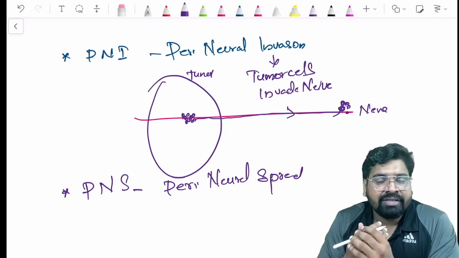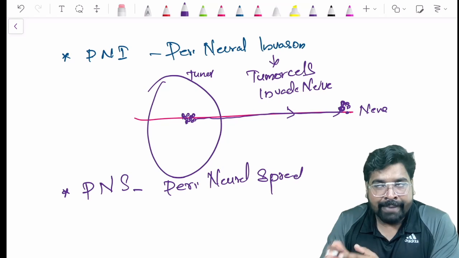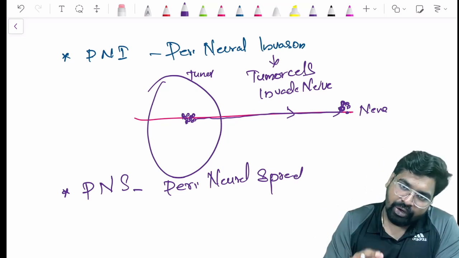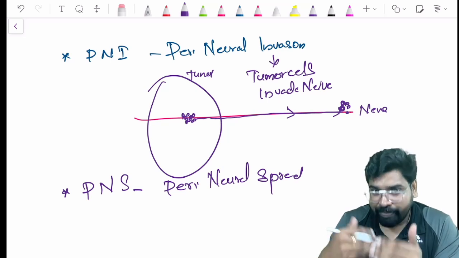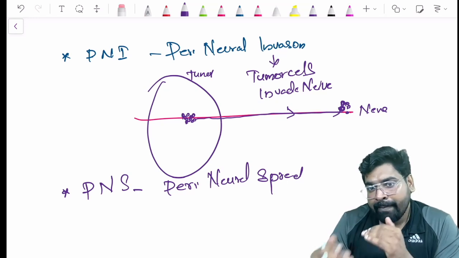I hope this is clear to you. So does adenoid cystic carcinoma show perineural invasion only? Perineural spread only? Adenoid cystic carcinoma shows both PNI and PNS. So that is the answer. Adenoid cystic carcinoma shows both PNI and PNS.